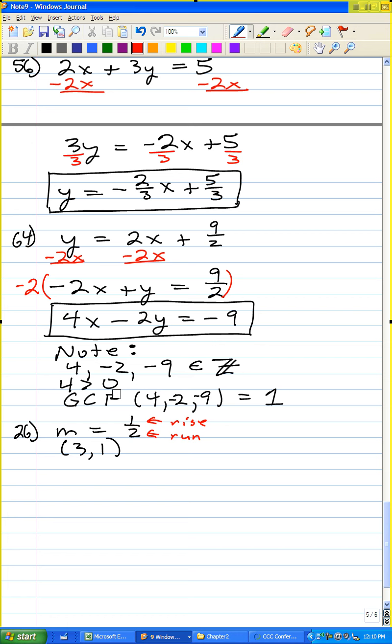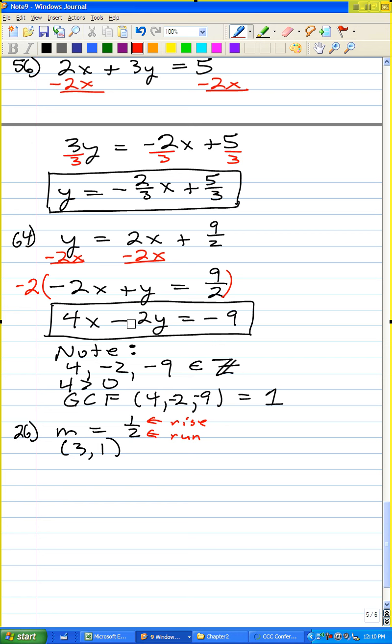And so that GCF just means, what's the largest factor that's in common between 2, 4, and 9? Well, the largest number in common between 2, 4, and 9 is just 1. I can only divide 9 by 1, 3, and 9. I can only divide 4 by 1, 2, and 4. I can only divide 2 by 1 and 2.